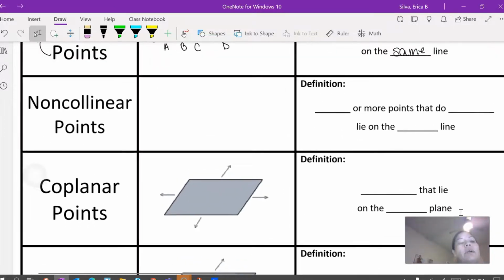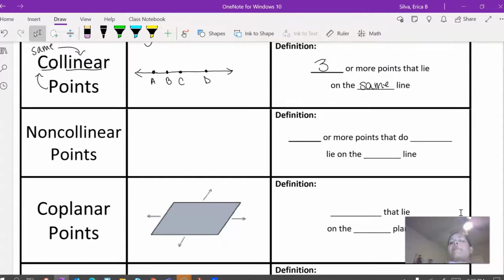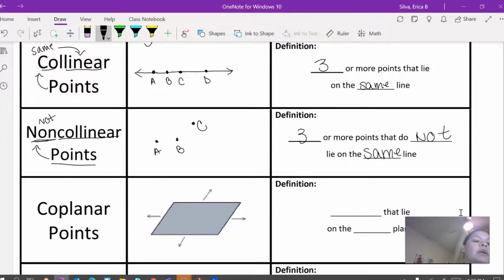Now if we're looking for non-collinear points, what's the opposite of having points on the same line? Well, it's 3 or more points that do not lie on the same line. So if we were to have point A, point B, let's put point C over here, because we cannot draw a straight line through all those points, those are called non-collinear points. Again, on the word, we can start with points, not on the same. Co means same, non means not, and then line.